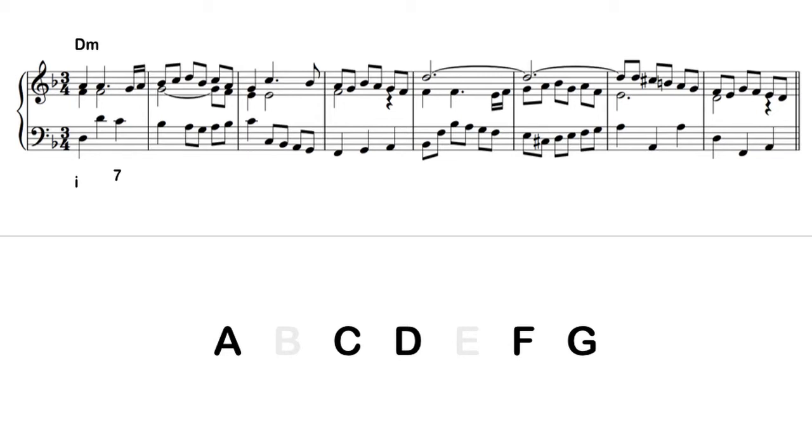In this particular case, because it's approached by step and left by step in the opposite direction, I would call this a neighboring tone. And you can check out my video on non-chord tones to get all the definitions of the non-chord tones that you might need in order to do this sort of analysis. And when I spot that I have a non-chord tone, I'm just going to ignore it for the purposes of my Roman numeral analysis.